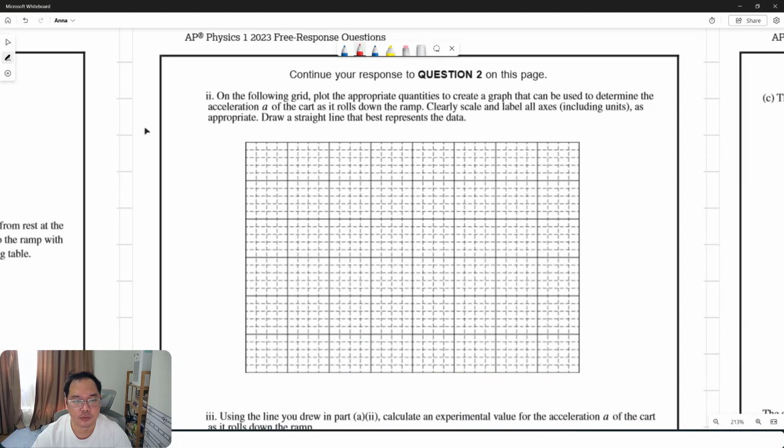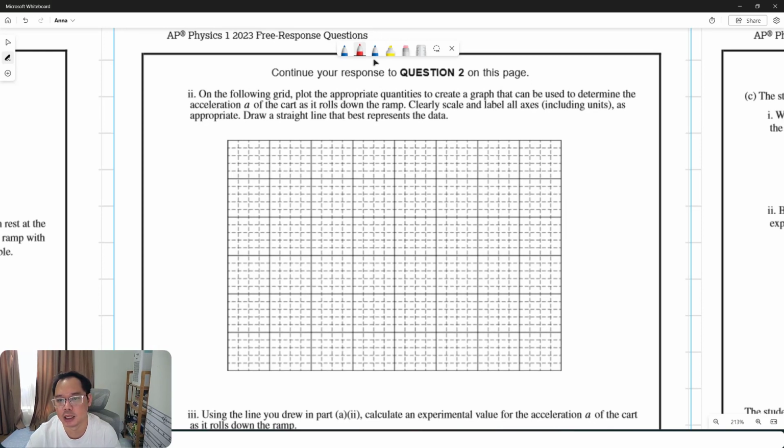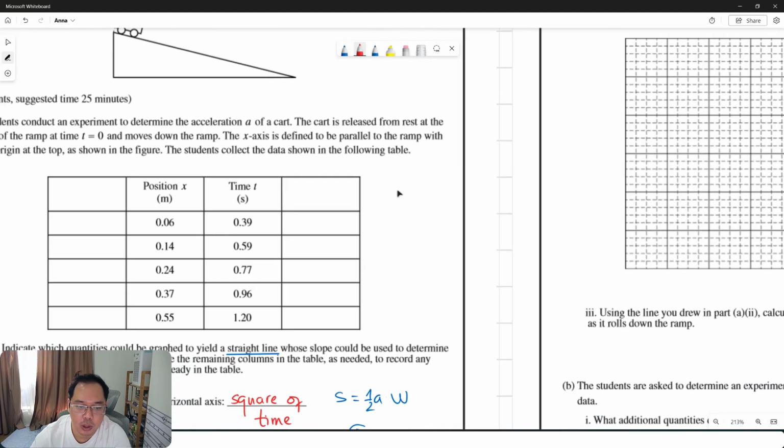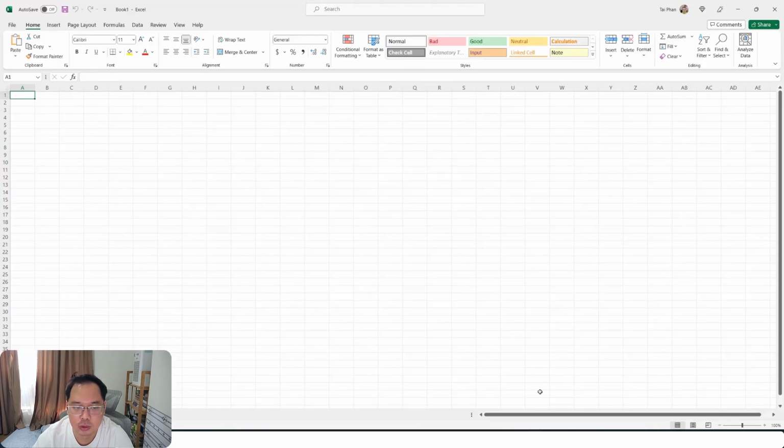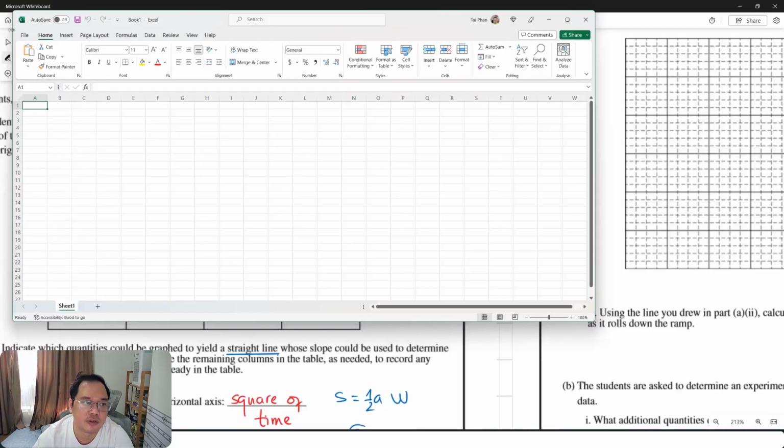The next one: on the following grid, plot the appropriate quantities to create a graph that can be used to determine the acceleration of the card as it rolls down the ramp. Clearly scale and label all axes with units as appropriate. Draw a straight line that best represents the data. Okay, so we need to calculate the square of time here first. t squared, the unit of course will be second squared. Calculate those things. I can put those values into a sheet to make it faster.